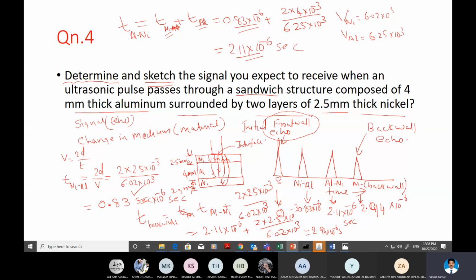This is how we get the signal from ultrasonic waves, and this is how we calculate the time, or how we sketch the time, etc. If you have any doubts in this, you may please ask. I can clarify. It's clear, doctor. Yeah, it's clear. So this is about the ultrasonic wave inspection system.